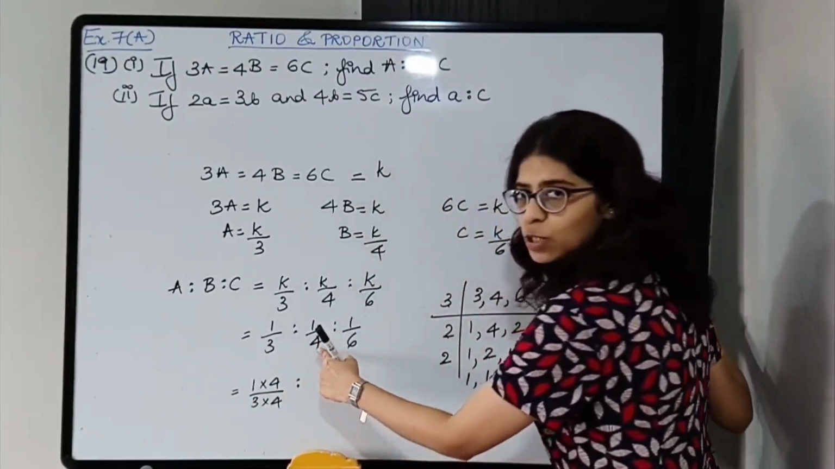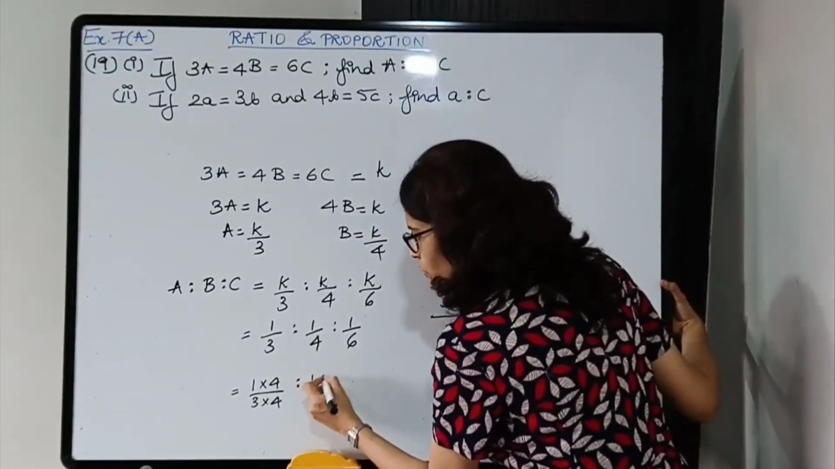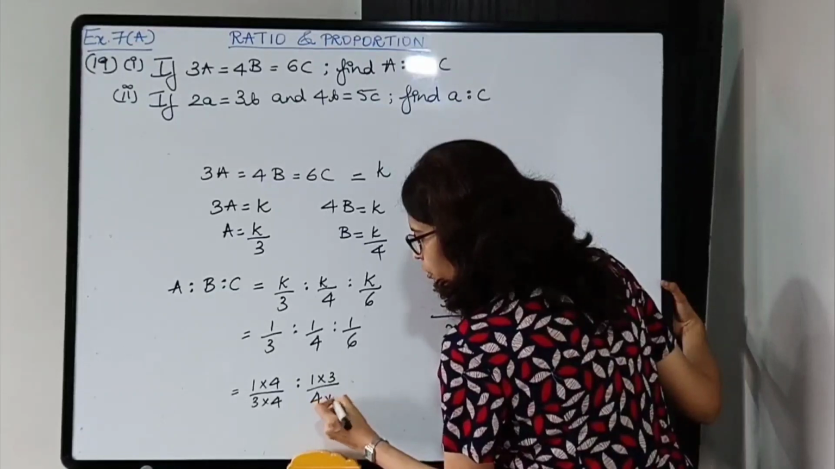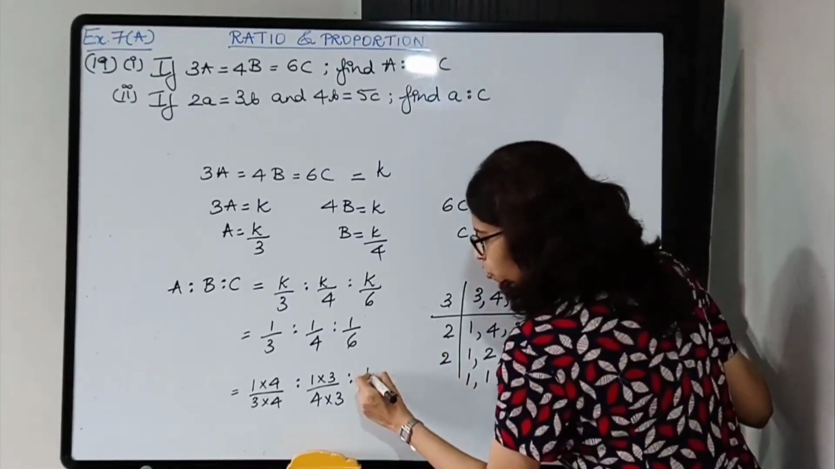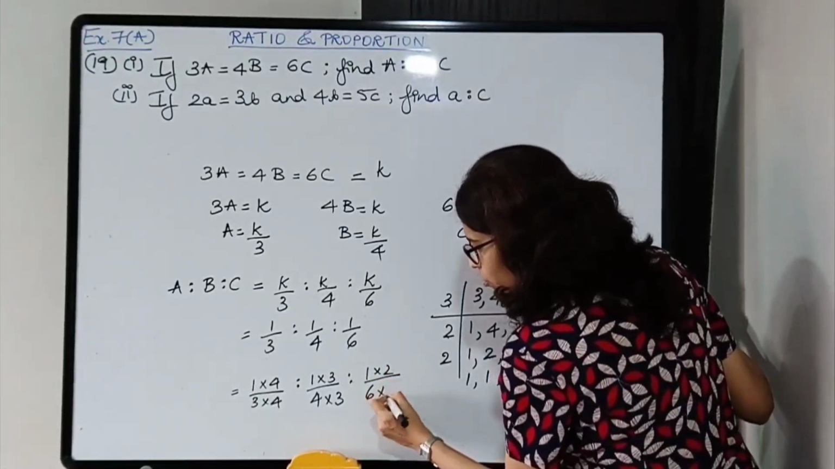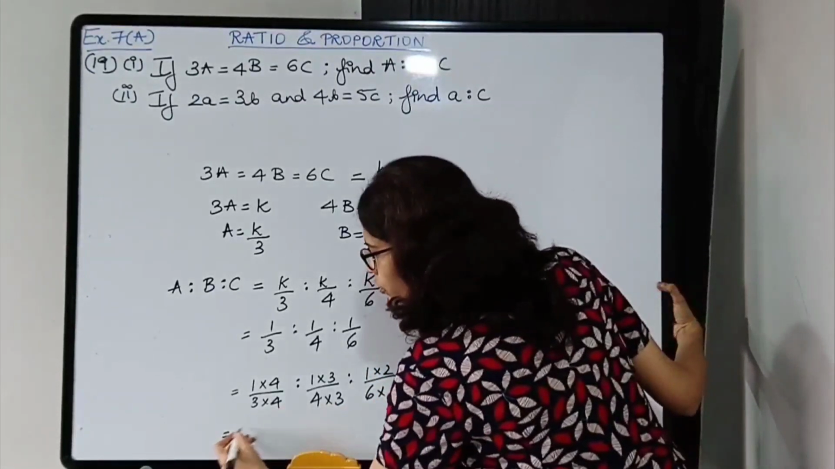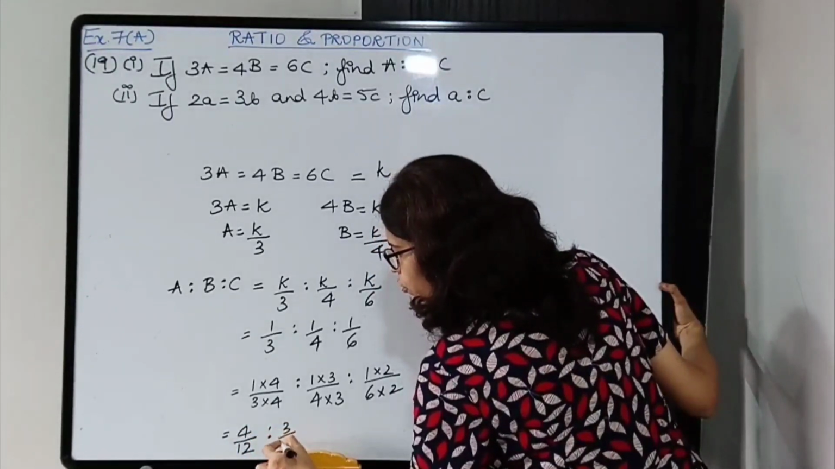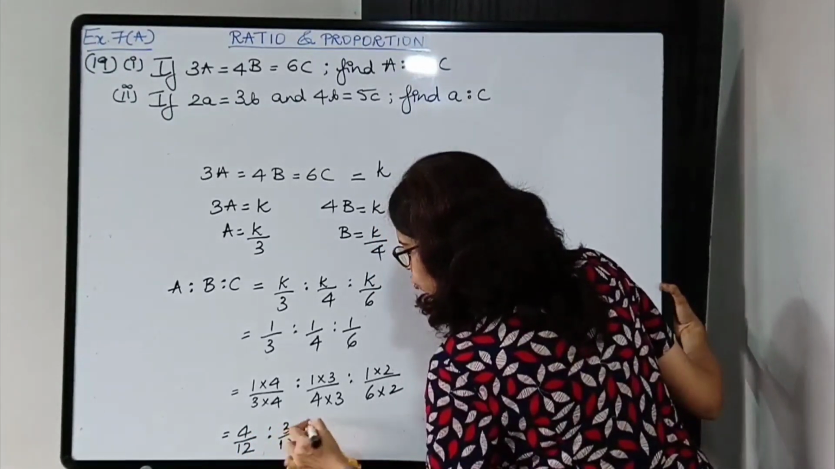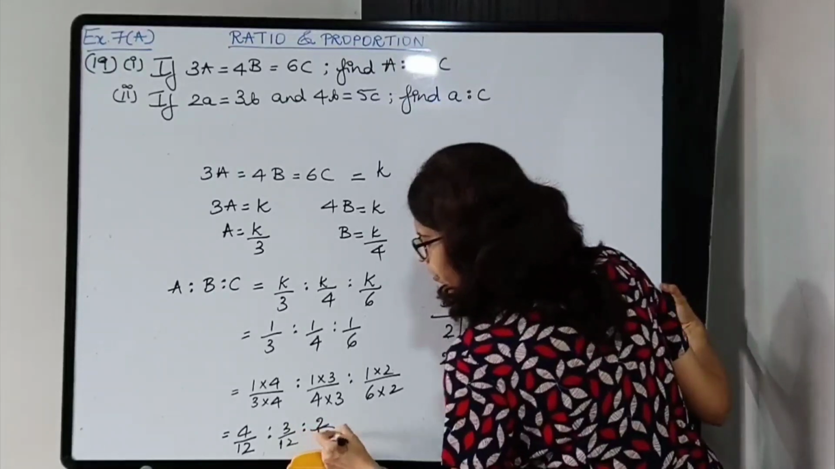Similarly 4 into how much will give me 12? 4 3s are 12, so 1 into 3 upon 4 into 3. 6 into how much will give me 12? 2s are 12, so 1 into 2 and 6 into 2. So 4 upon 12 is to 3 upon 12 is to 2 upon 12.